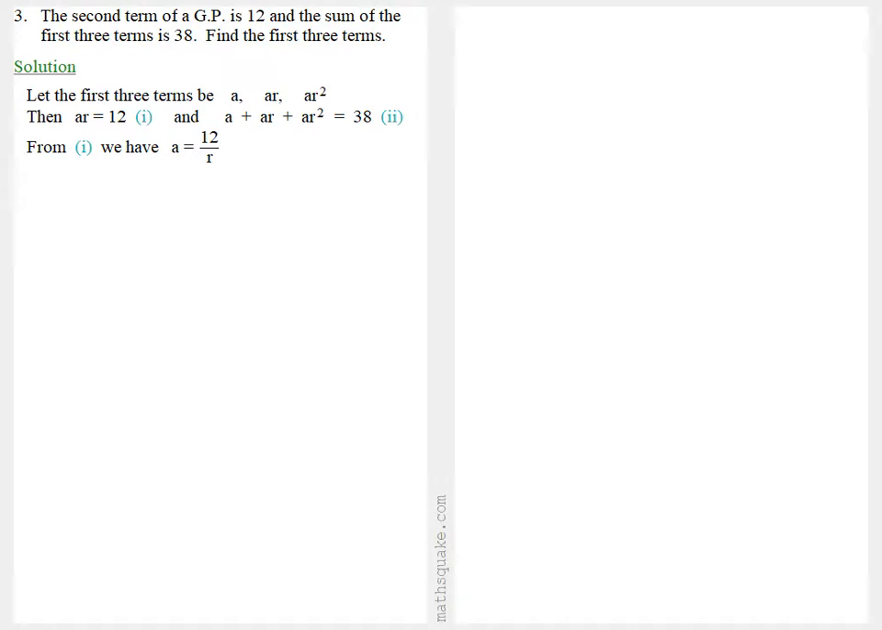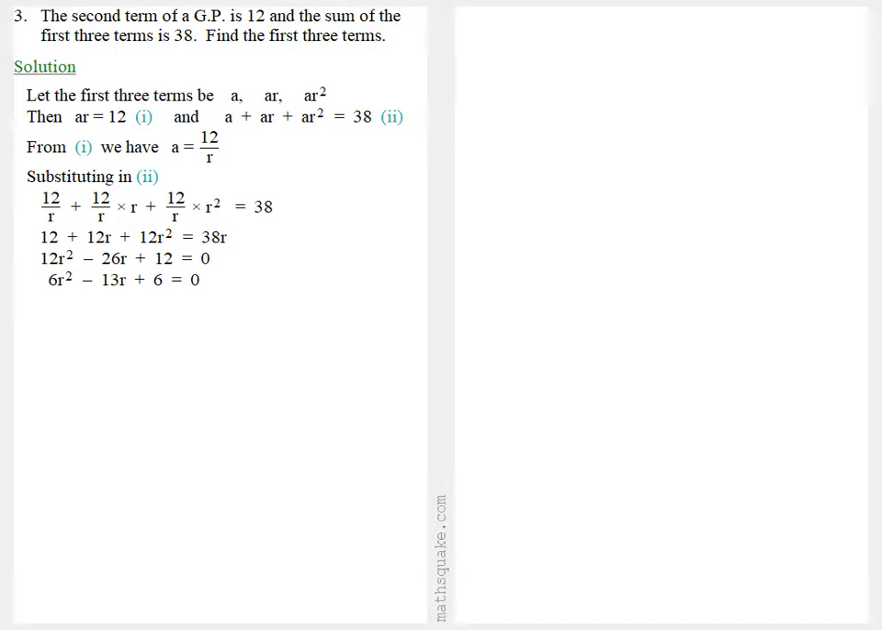Now from 1 we've got A is equal to 12 over R, and we can substitute that into 2. So that gives us 12 over R plus 12 over R times R plus 12 over R times R squared is equal to 38. Now to get rid of the fractions, we can multiply all the way through by r. So 12 plus 12r plus 12r squared equals 38r. And that can be rearranged to give 12r squared minus 26r plus 12 equals 0. We can divide all the way through by 2, and that gives us 6r squared minus 13r plus 6 equals 0. Now that's a quadratic equation.